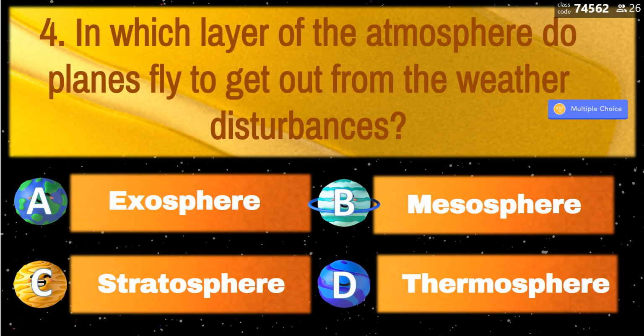Let's have number 4 question. In which layer of the atmosphere do planes fly to get out from the weather disturbances? A. Exosphere, B. Mesosphere, C. Stratosphere, or D. Thermosphere? Correct. It is stratosphere. Letter C.